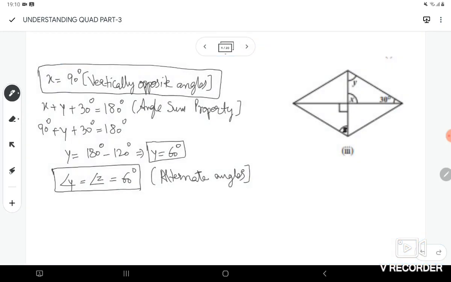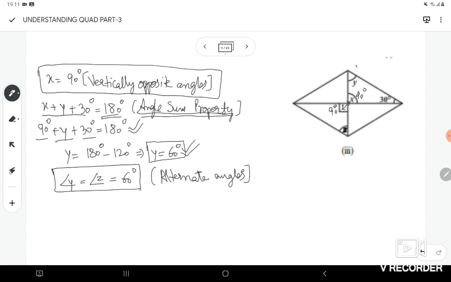Now moving on to the next part of the question. We can clearly see that the value of x would be equal to 90 degrees because of vertically opposite angles, as one angle is given as 90 degrees. Also x plus y plus 30 degrees is equal to 180 degrees because of the angle sum property of a triangle. So 90 plus y plus 30 is equal to 180 degrees, and finally the value of y comes out to be 60 degrees.